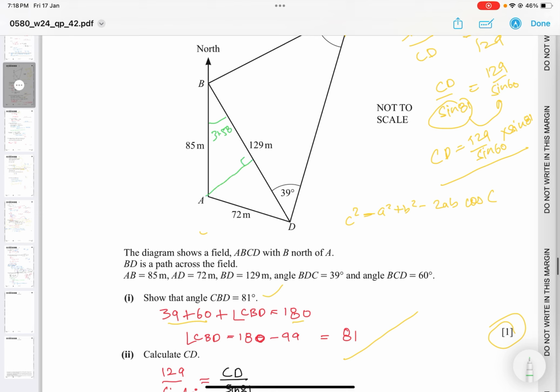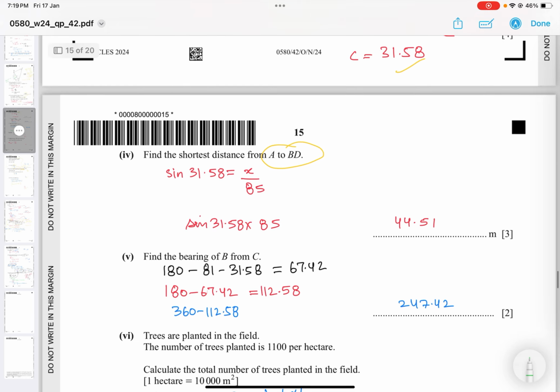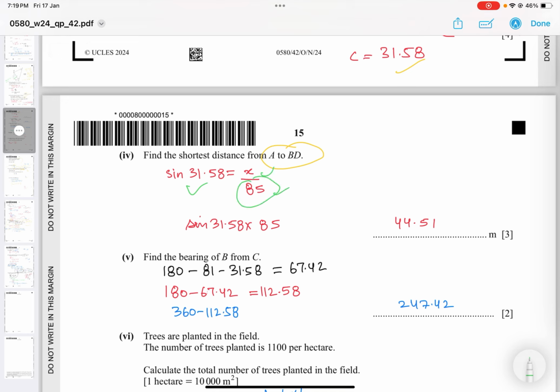We want the length of the perpendicular. Can you see a right angle triangle over here? Can you see this is a perpendicular? Or what do we call it? Opposite. Are you aware of SOHCAHTOA? So we will use sin equals opposite upon hypotenuse. Yes or no? Sin B equals opposite upon hypotenuse. So we can find very simply the value of the perpendicular. It would be sin 31.58 equals x upon 85, and the value of x would be 85 times sin 31.58, and this is our answer.